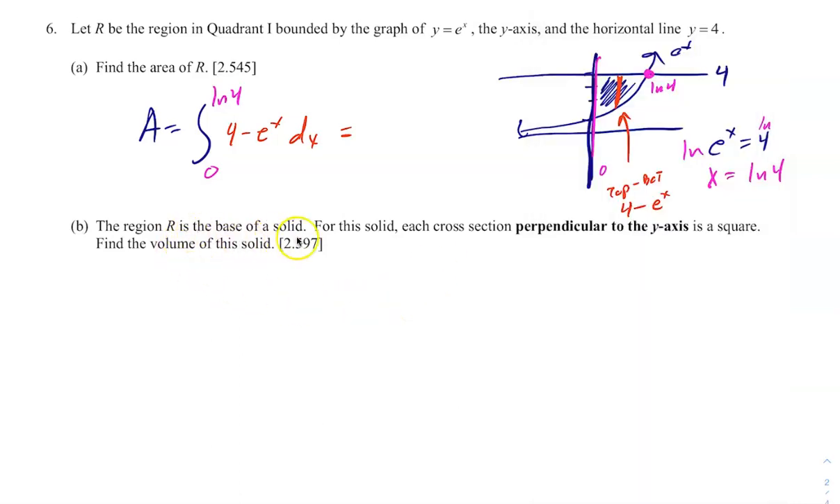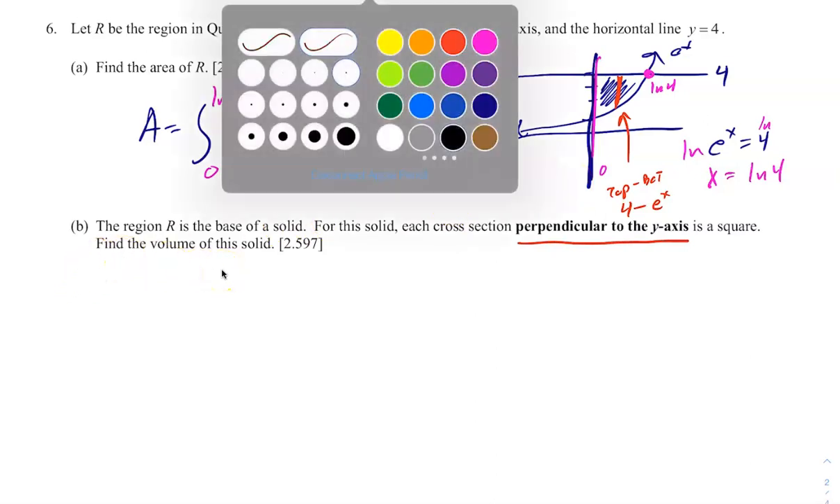The region R is the base of a solid. For this solid, each cross section is perpendicular to the y-axis. That's going to be kind of a problem. Find the volume of the solid. Okay, so first big curveball.